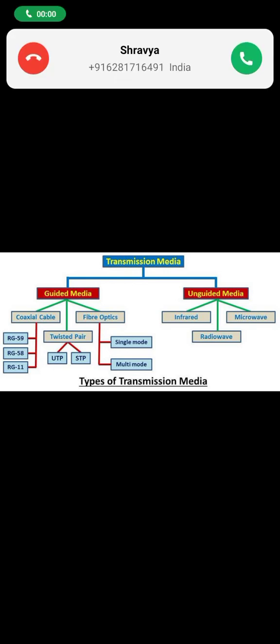So for radio waves, the best example is FM radio services. It is working through radio frequency. Both nodes are connected with the same frequency. Then only we can establish a proper connection for radio waves.